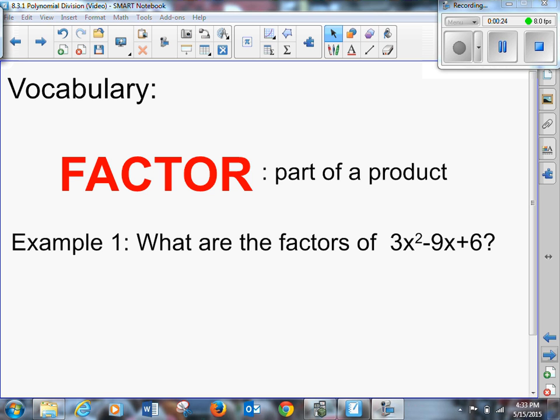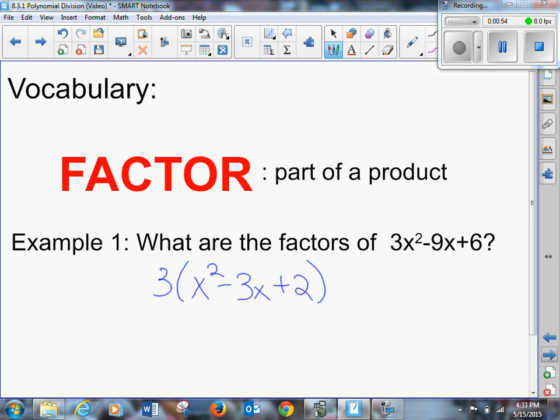So first of all, some vocabulary, and this word we have today is a word you know already. It's called factor. Another way to define the word factor is that it is part of a product. As an example, we want to find the factors of 3x squared minus 9x plus 6. The first thing we can do is factor a 3 out of every term. When we do that, we're left with a 3 on the outside times x squared minus 3x plus 2.